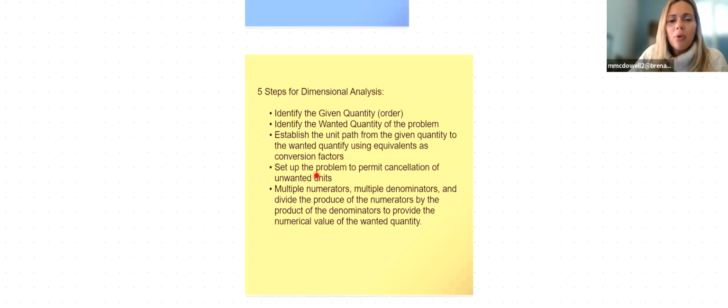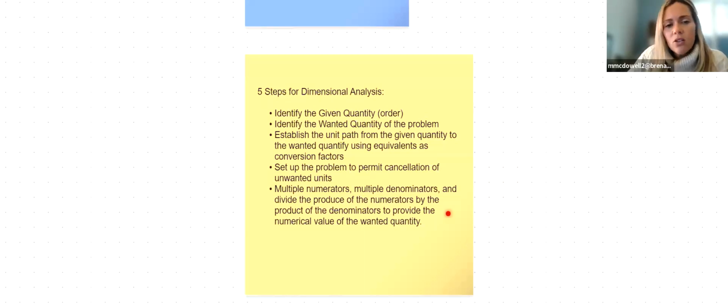You'll have to set up the problem to permit cancellation of unwanted units, and I'll show you how to do that in a moment here. And then after you've got your problem set up, you're going to multiply all of your numerators, which, remember, numerator is up top, denominator down. So you'll multiply your denominators, and then you're going to divide the product of your numerators by the denominators to give you the numerical value of your wanted quantity. And if that seems really abstract, I'll give you some really concrete examples to help you understand.